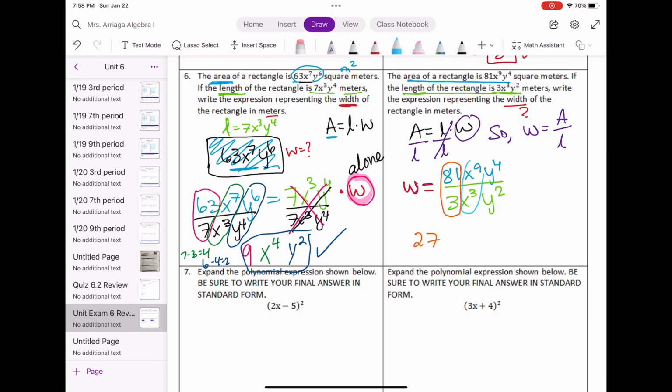Then we divide those x's and we use the quotients of powers rule, which says we keep the same base, but we subtract the exponents. So it's 9 minus 3 equals 6. And remember, it's top minus bottom. And we apply the same rule to y. So we get y to the 2. And since there's nothing else to combine, that is our answer.